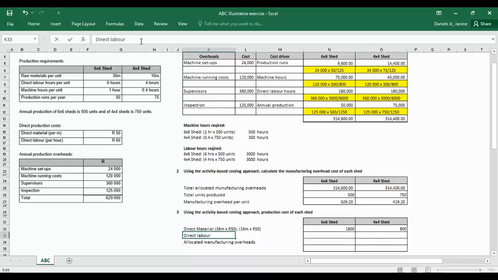For the direct labor, again, we are given a rate per hour. It's not going to take 1 hour to make these things. So therefore, we need to multiply that 60 rand per hour with the number of hours that it will take to make the sheds. So for the 6x6 shed, it's stated that they need 6 hours. So 6 hours multiplied by the rate per hour, which is 60 rand. And for the 4x4 shed, it's 4 hours multiplied by the rate, which is 60 rand.